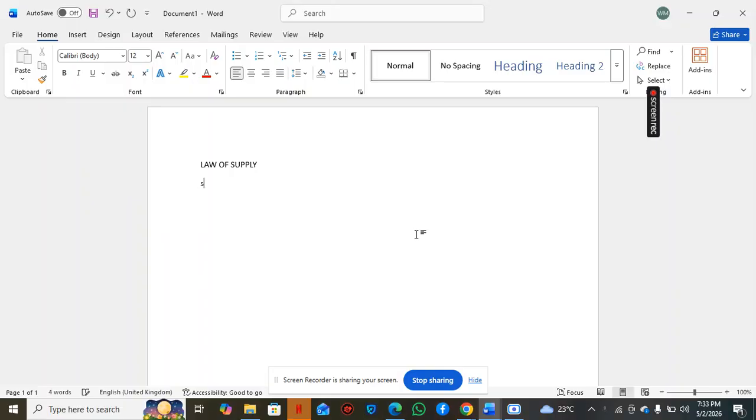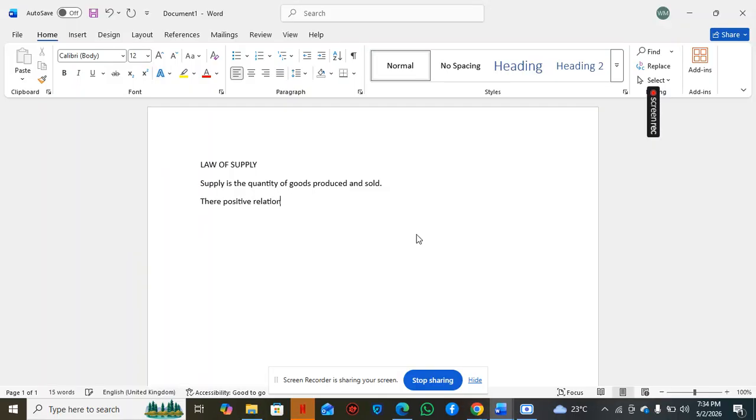Supply is the quantity of goods produced and sold in the market. The law of supply says there is a positive relationship between price and the quantity supplied.